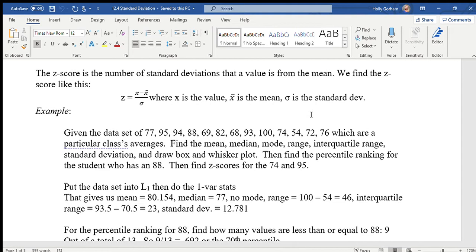So let's say that we have these class averages. I want you to take a moment. I want you to put this into your L1. And we're going to go through and we're going to find all of this stuff here. So if you want to pause so that you can put everything into your list. And then when you go back to your home screen, you need to do the one variable stats and press enter so that all of that information comes up. So again, if you want to pause, that's fine.